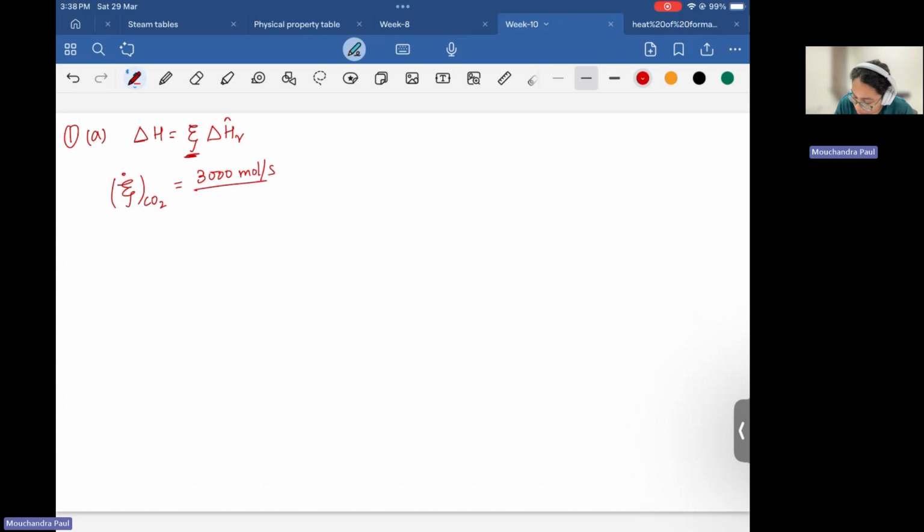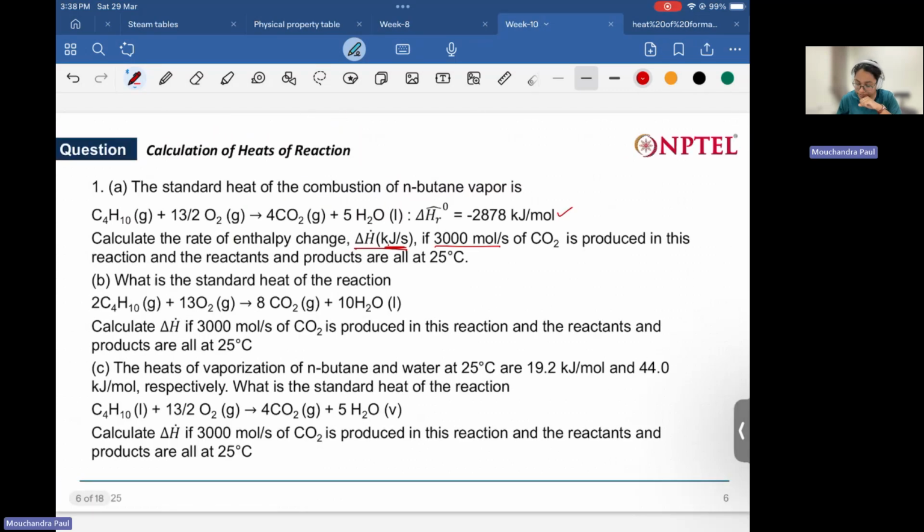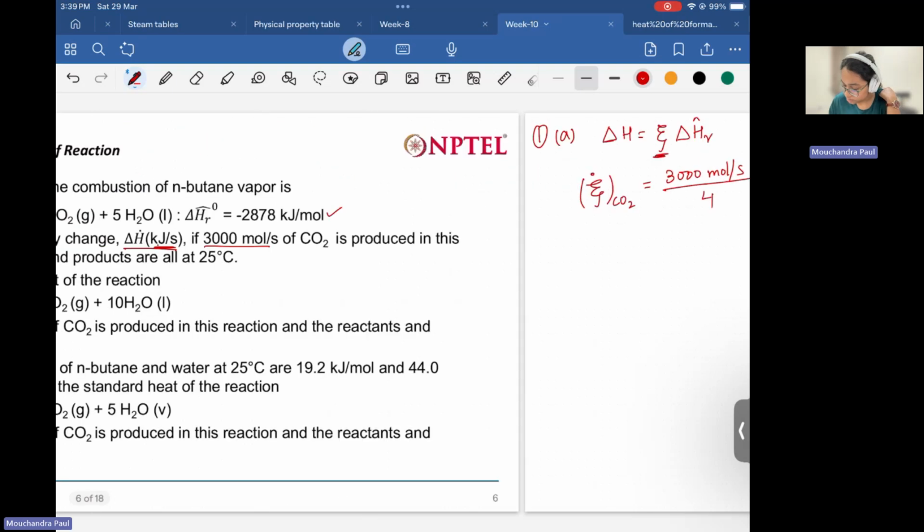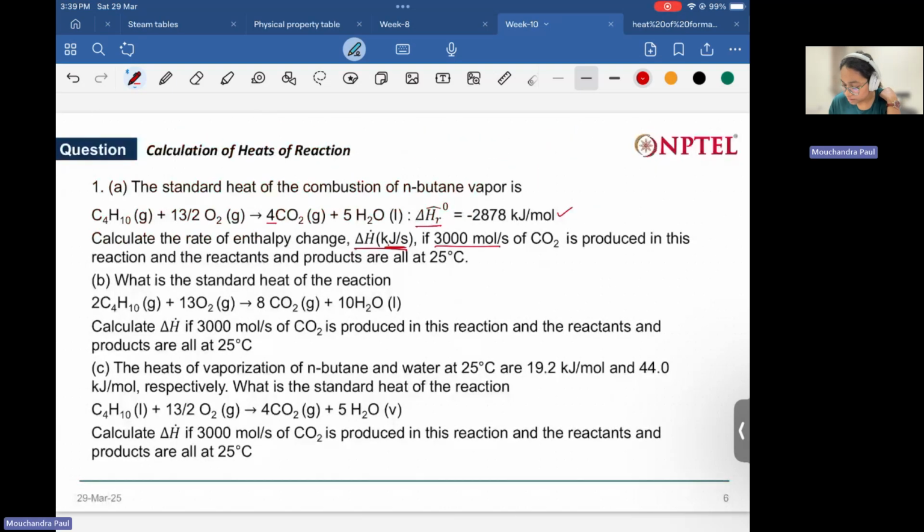because for CO2 we are given the number of moles, that is 3000 mole per second, divided by the absolute value of the stoichiometric coefficient. So for carbon dioxide, the stoichiometric coefficient is 4. So we will divide it by 4. So if you solve this, you should get 750 mole per second.